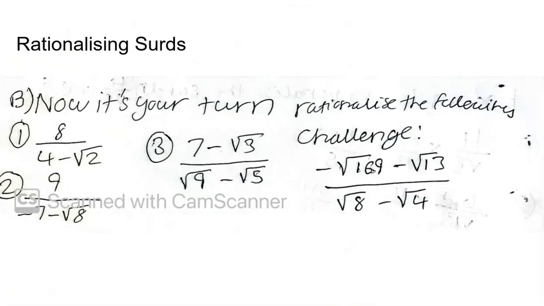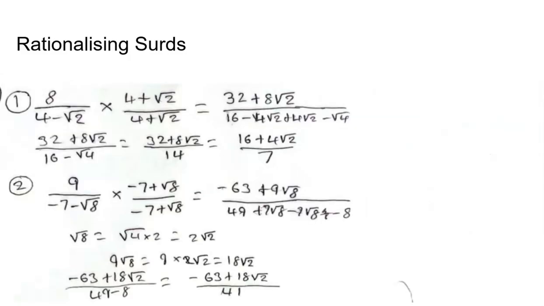So you have some questions here. Going to go through in 3, 2, 1 for you to pause. And yes, we have 8 over 4 minus root 2 times 4 plus root 2 over 4 plus root 2. And in the end, after all the working out and simplification there, we also divide by 2 to get it in simplest form. We get 16 plus 4 root 2 over 7.